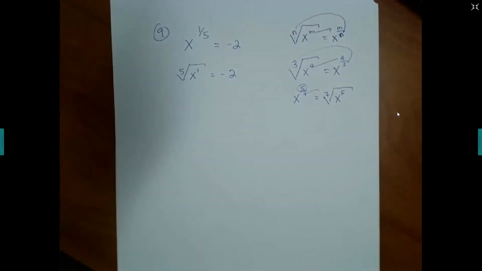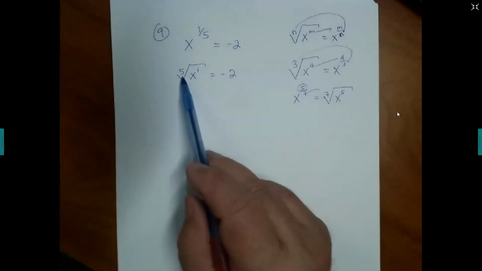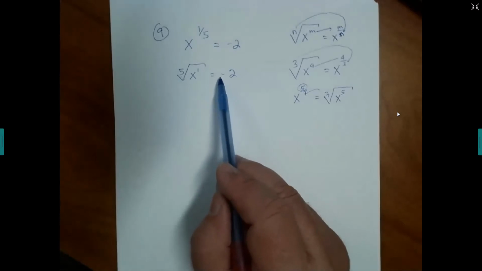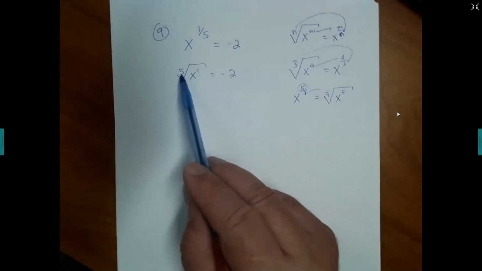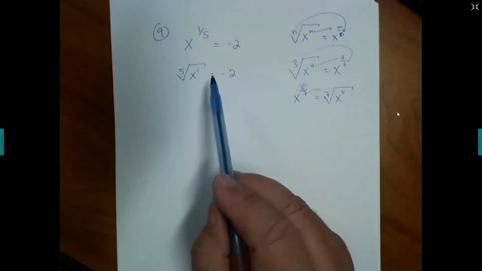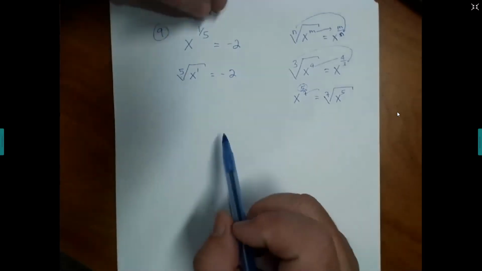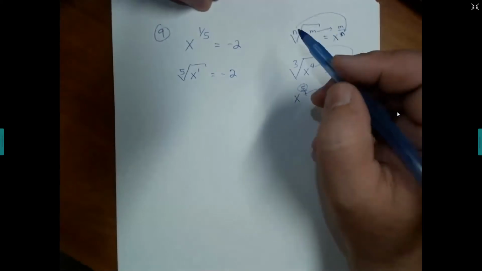Is that a valid statement? Can an odd root equal a negative answer? Yes, only odds. If it's even, it cannot equal negative, so you're done. But since it's odd, we can do it. How do we fix that?